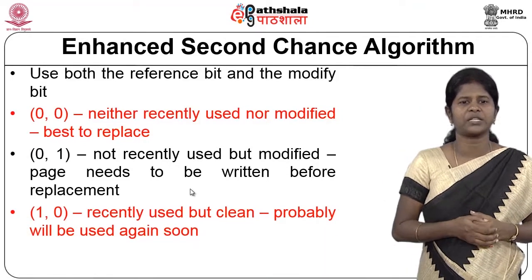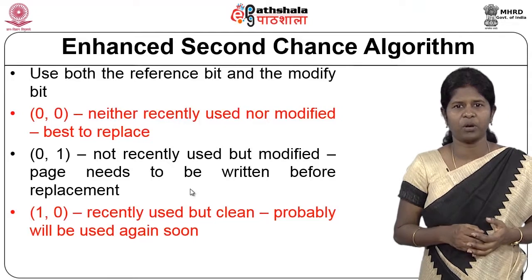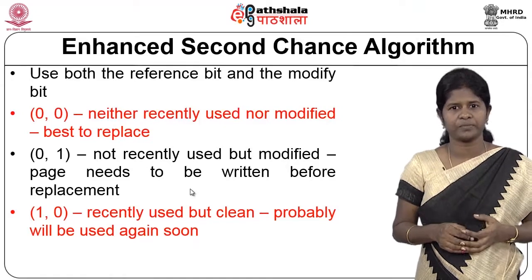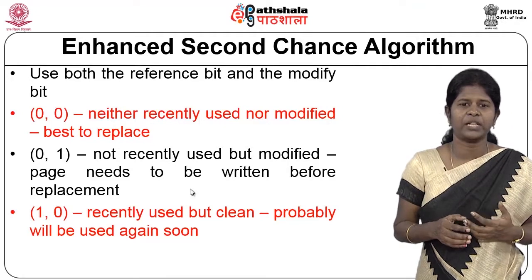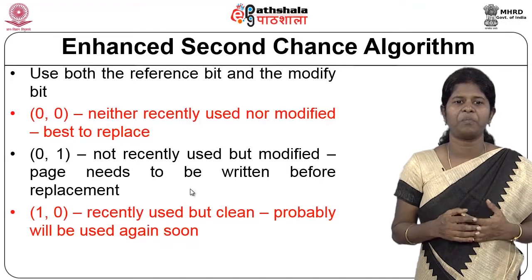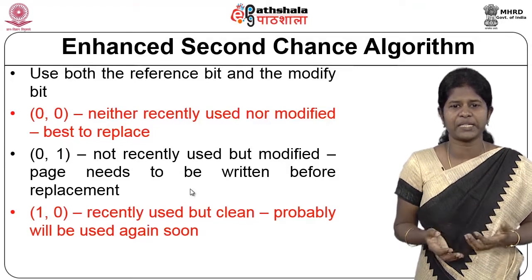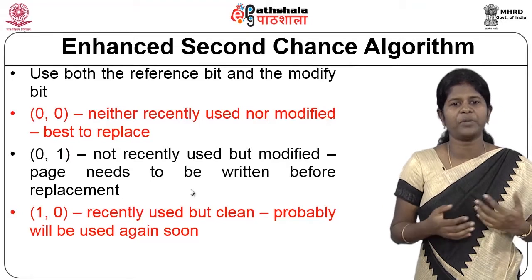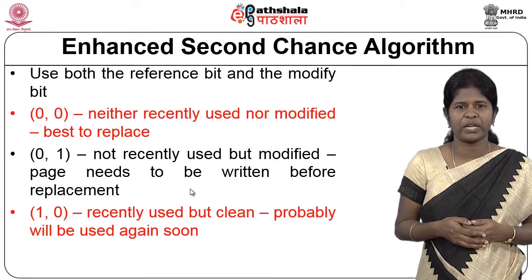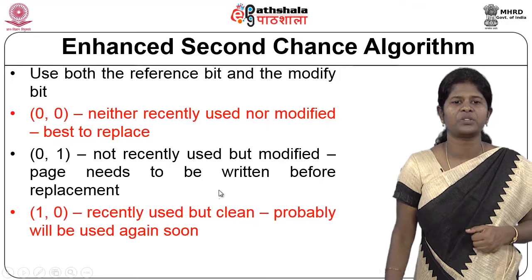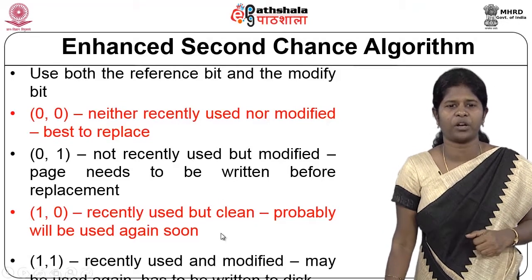And the next option is 1, 0. That is a page that was recently used, but it is clean, and probably it will be used again soon. It has not been modified, so this gets a lower priority.